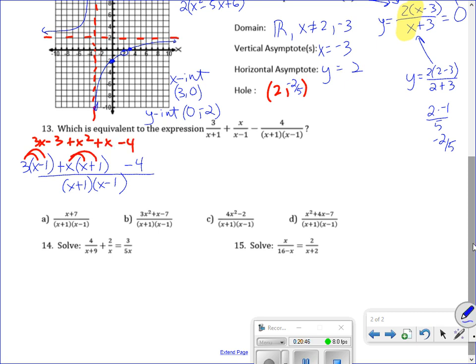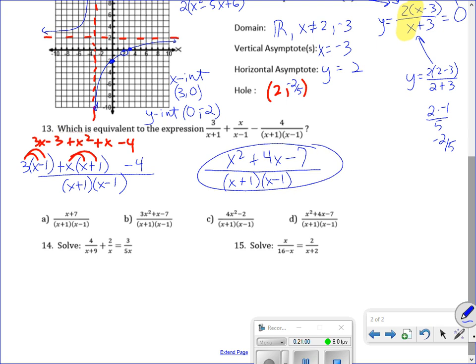So I'll clean that up. Let's see. I got x squared plus 4x minus 7. And nothing that multiplies with 7 makes 4, so I'm all set. I don't have to even try to factor. All right, so that wasn't too hard. Oh, and it's multiple choice, so it is letter D.